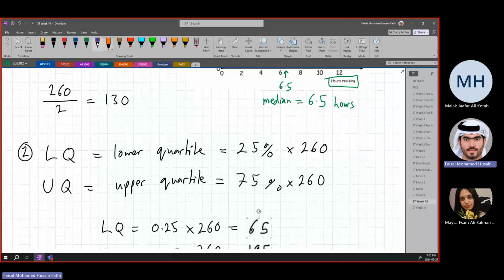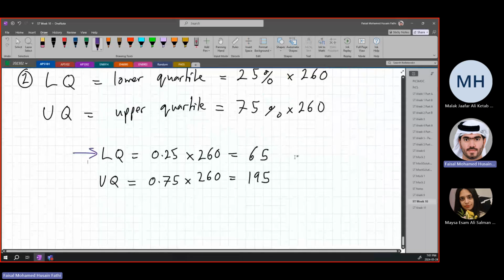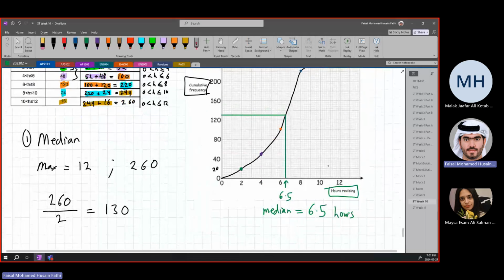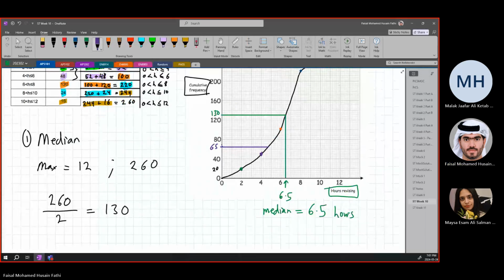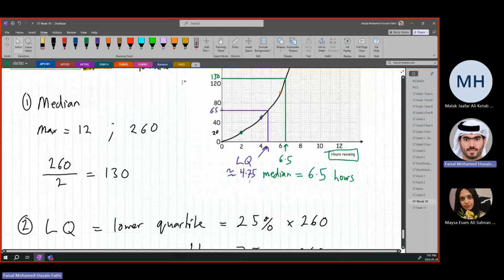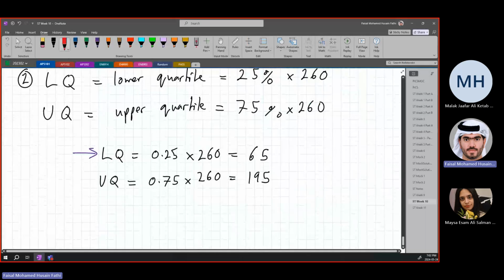For the lower quartile, which I'm going to do in purple, we go to the value of 65. Earlier, for the median, we found it at the value of 130. Now we go up to 65, which is somewhere around here, and draw a line. We find the value here as our lower quartile, which is roughly between 4 and 5, a bit more. So say 4.75, roughly.